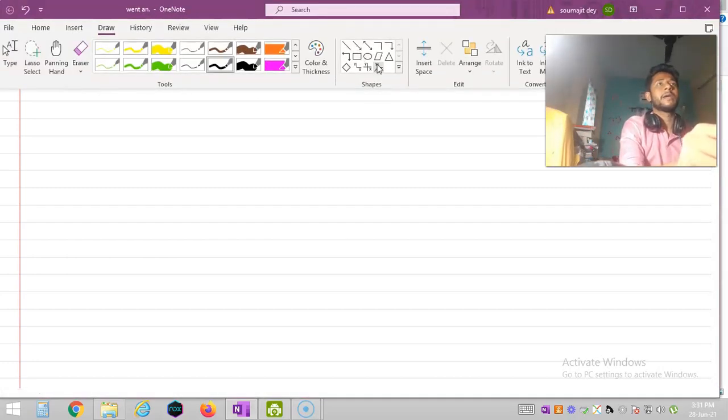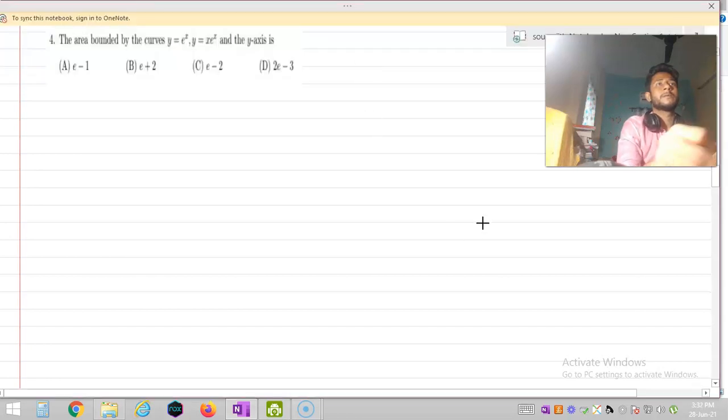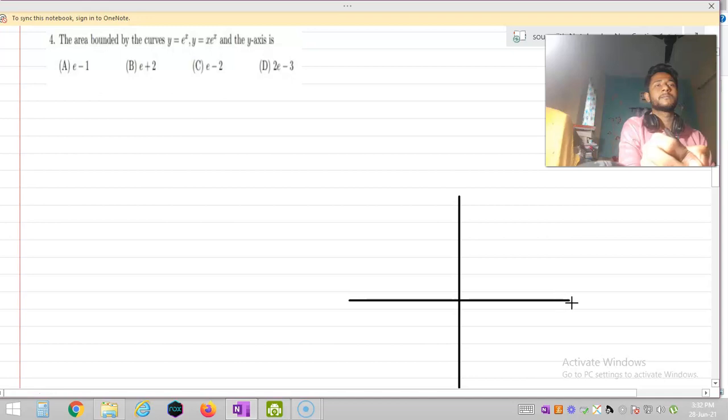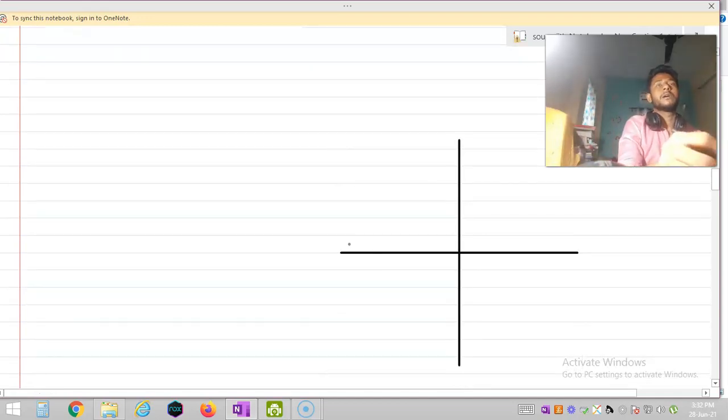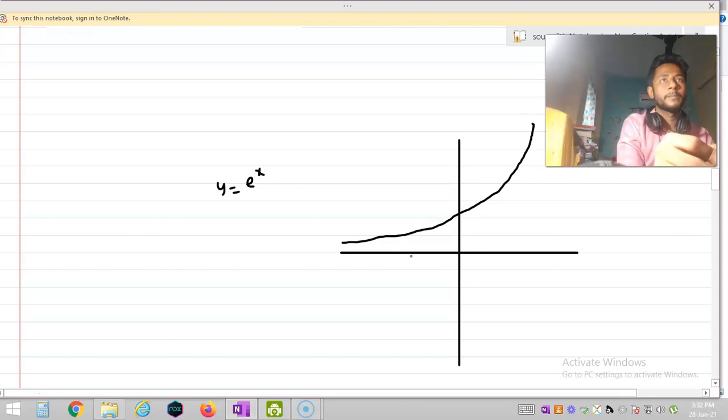Okay, so I am writing the axes first. Let this be our axes. I know that the graph of y equal to e to the power x looks like this. This is our point (0, 1), and this is our point (1, 0).